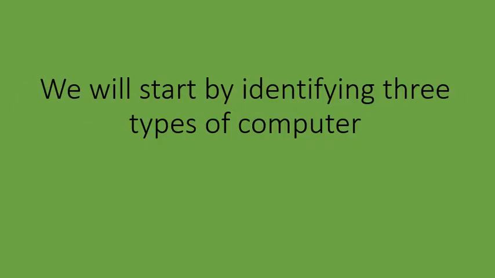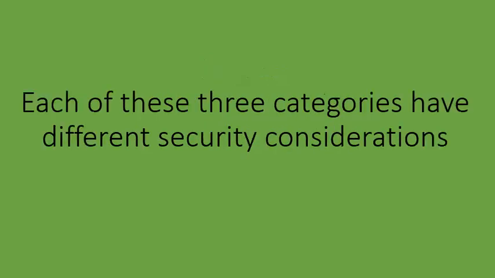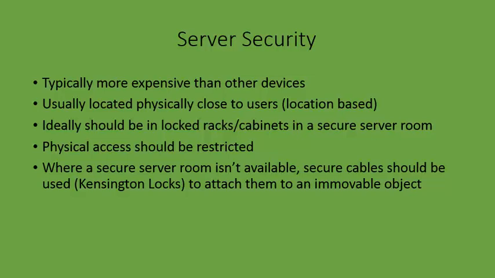We'll start by identifying three types of computer: servers, desktop computers, and mobile computers. Each of these three categories have slightly different security considerations. Server security, for example, is a little bit different because typically servers are more expensive than other types of devices like desktop PCs, etc. And they're usually located physically close to the users.